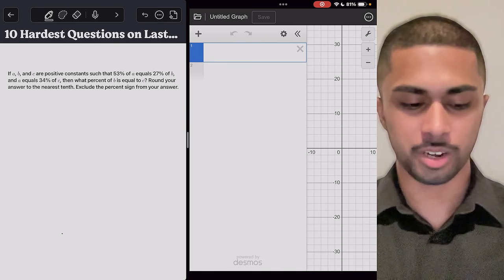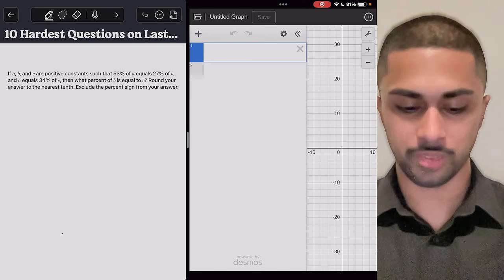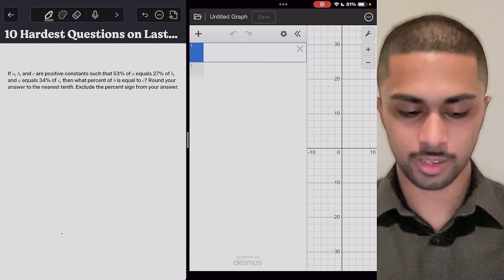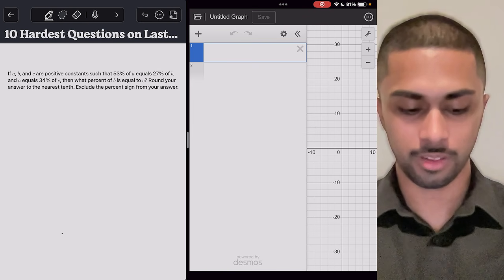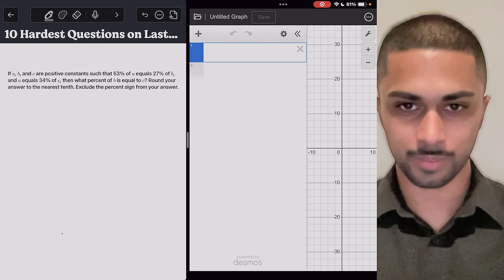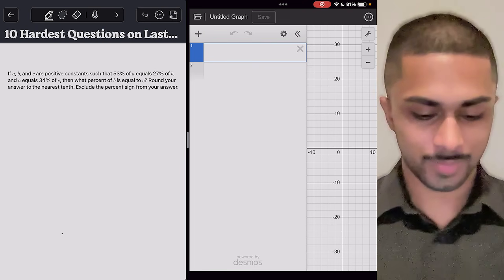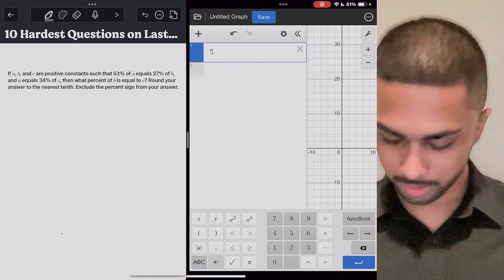If A, B, and C are positive constants, such that 53% of A equals 27% of B, and A equals 34% of C, then what percent of B is equal to C? Round your answer to the nearest tenth. Exclude the percent sign from your answer. Okay. This is a question that should be exclusively done on Desmos.